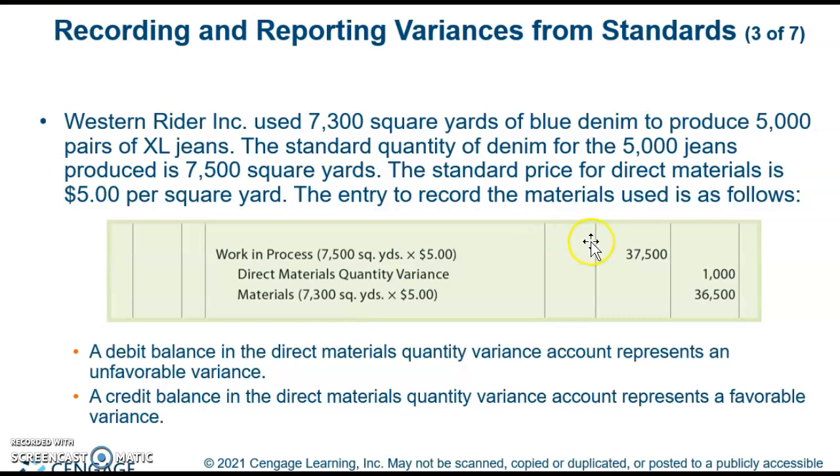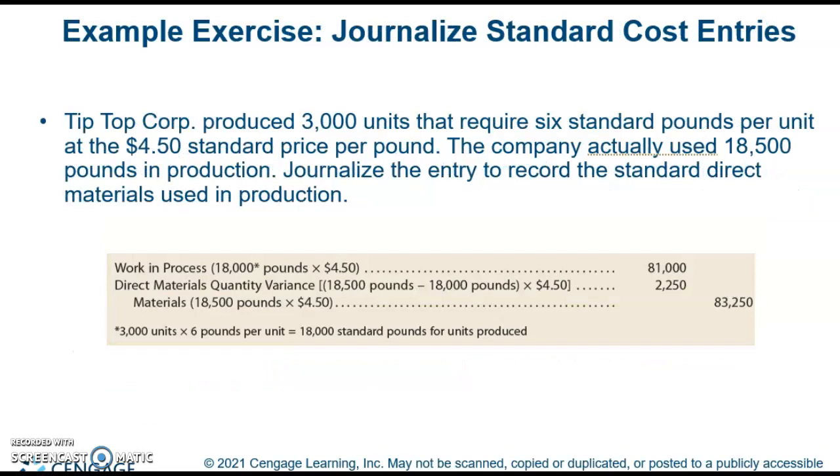When we use our materials, we're going to take it out of materials for the standard, and we also take it out of the direct materials quantity variance and put the entire amount into work in process. This exercise asks us to journalize the entry. So we would calculate our standard and then our variance, and the net would go into work in process.